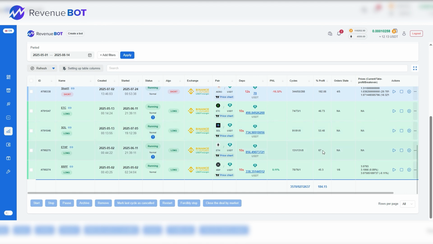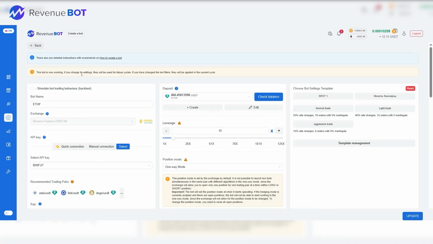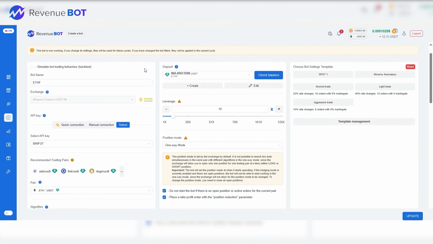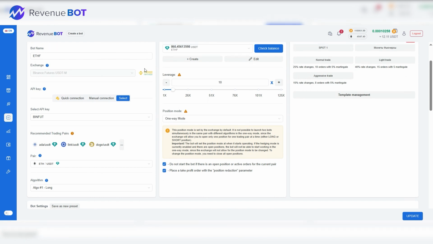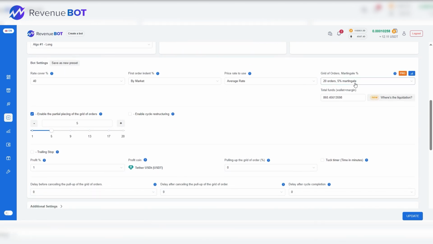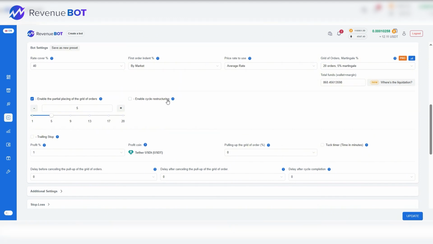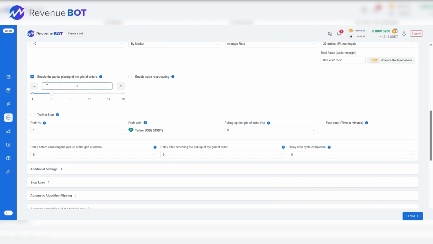Now let's move on to the bot settings. The user trades on the Binance exchange, the long algorithm, and uses 10x leverage. Bot settings: 20 orders and 5% Martingale, and price change coverage of 40%, i.e., 20 orders are placed over 40% coverage. Partial placement, profit 1%.